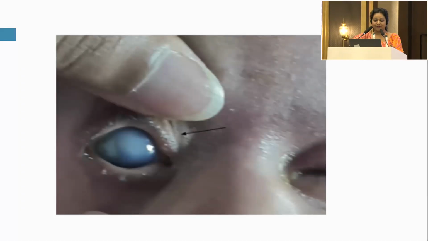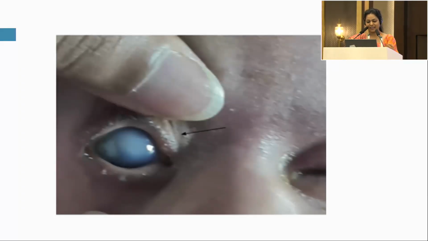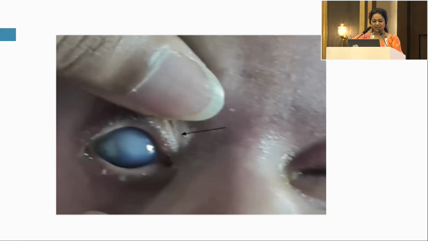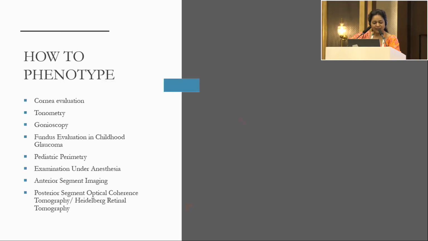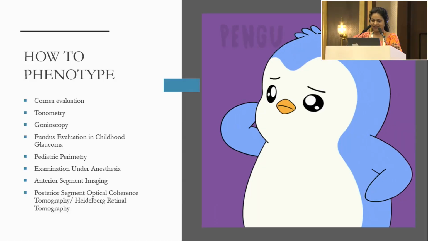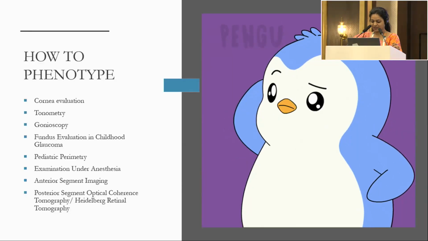In the life of a pediatric glaucoma person, it is a very, very common scenario that a child will present to you. This is a neonate with cloudy cornea. And then you are to figure out whether it is glaucoma or a corneal disease and how to manage. So when we think about phenotyping the child to diagnose what he's having, it's important that we do a thorough evaluation: cornea, tonometry, gonioscopy, fundus, perimetry, examination under anesthesia, anterior and posterior segment imaging. But it is a small baby, so how to go about it?